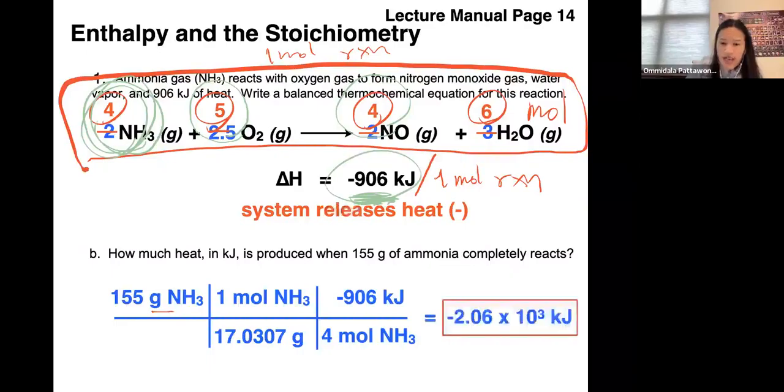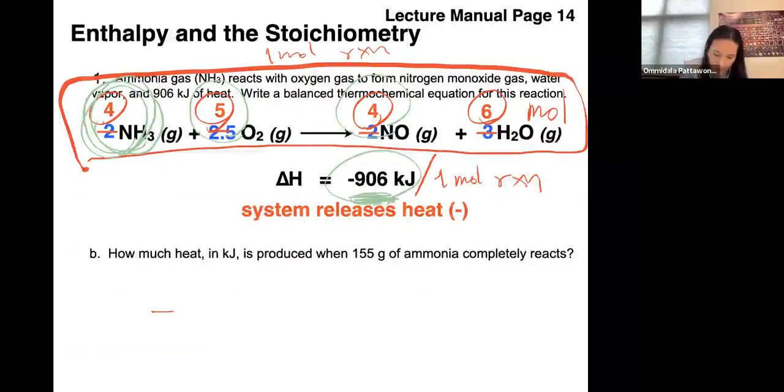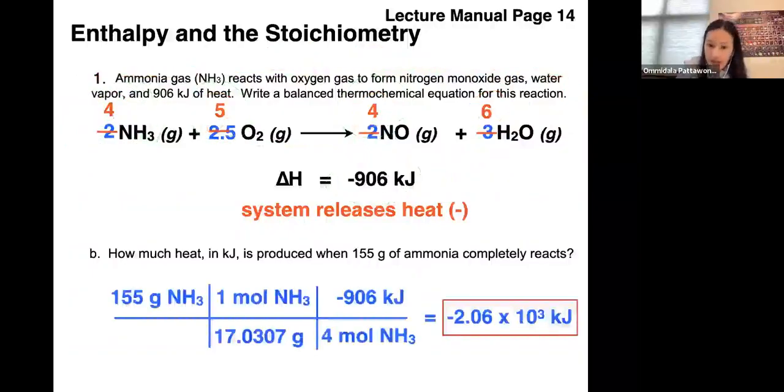So therefore, in this case, you are going to get negative 2.06 times 10 to the third, or about 2000 kilojoule. Okay, so 3 sig fig. So this is one way to set it up.